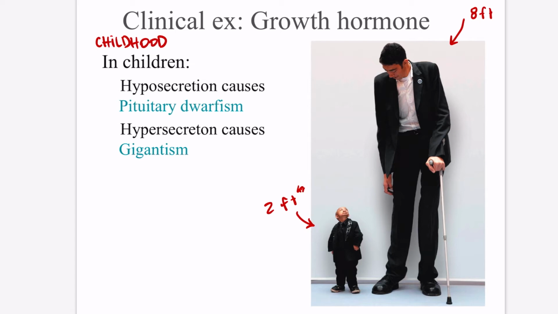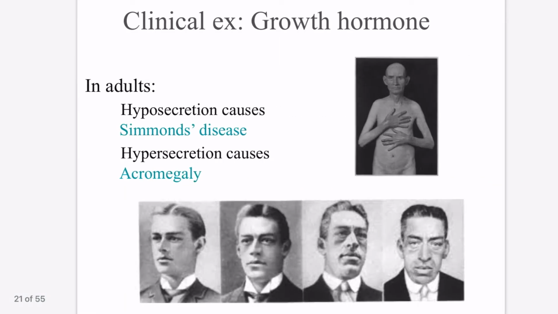Whether there is hyposecretion or hypersecretion in childhood or in adulthood does matter. As we see here, hyposecretion in adulthood but not childhood provides for a fully grown person. However, they may be malnourished. This is called Simmonds disease. Their bones and tissues are not growing as they should. And then hypersecretion is shown down here and it's called acromegaly.